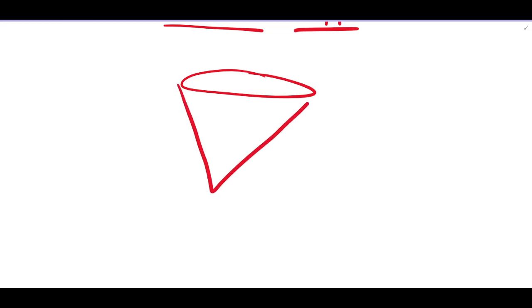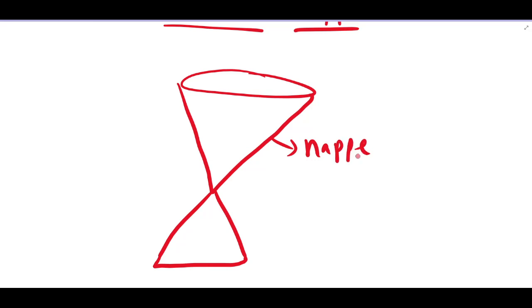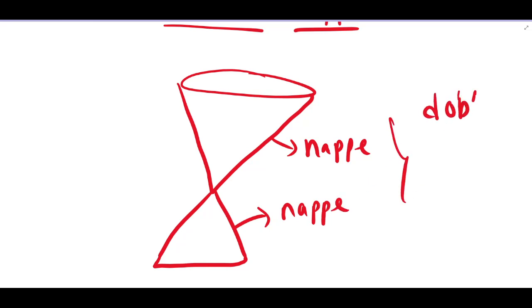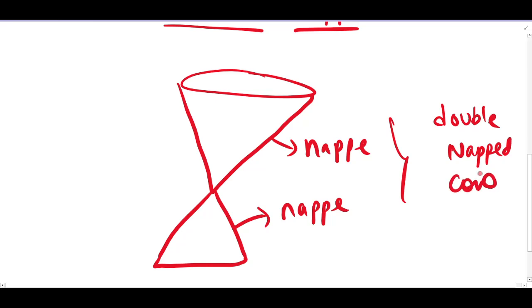If we have an inverted cone like this, and this is the second cone, so this is known as the nappe of the first cone, and this is the nappe of the second cone. So we call this a double napped cone, where this point is known as the vertex.